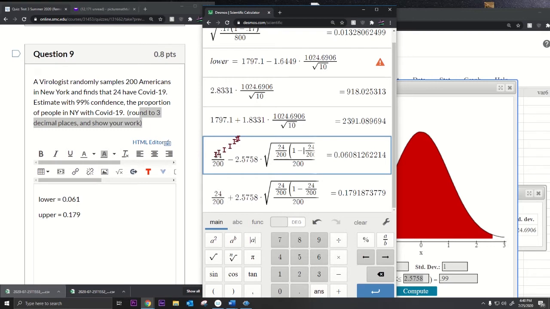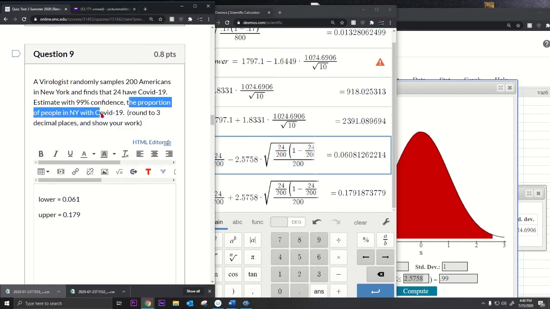And now this is showing your work. This question, you have to show your work. So this is your work. This is the formula that you're gonna need for your work, right? So yeah, that's it for that one. And that is your 99% confidence interval. We just found a 99% confidence interval for the proportion of people in New York with COVID-19.